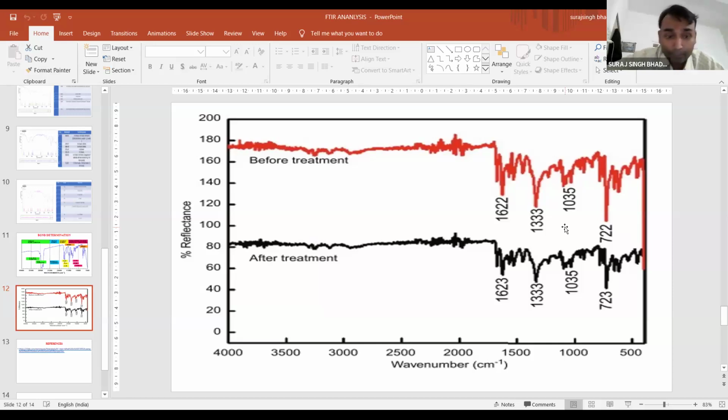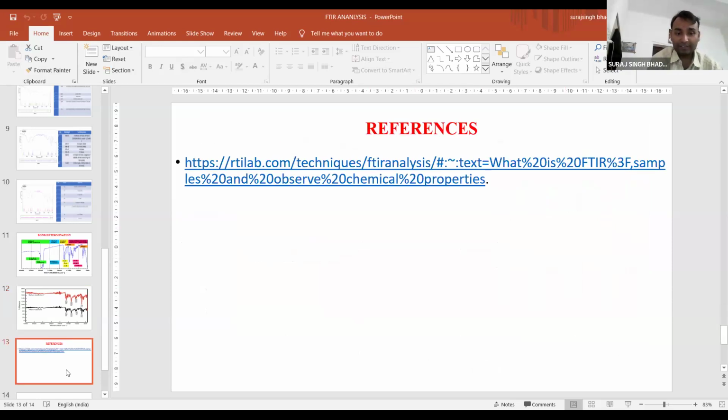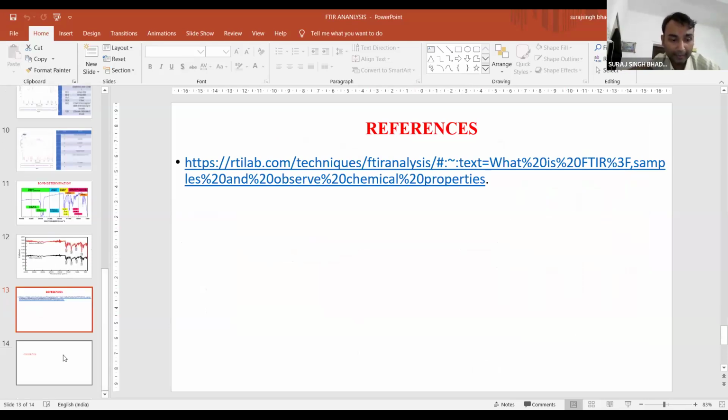So this is very, very important. We have to understand this also. So this is all about the FTIR analysis, the FTIR spectrophotometer. These are the references through which we showed and explored this knowledge to all of you. So this is my whole part of the FTIR analysis.